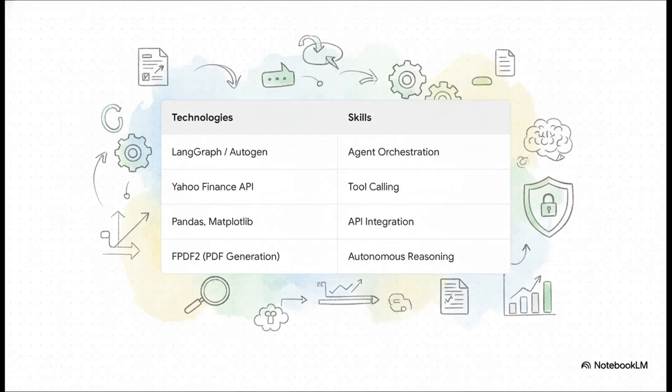So how do you manage this crew? You use an orchestration framework like LangGraph or AutoGen. Think of it as the project manager for your agents. The core skill you're learning here is tool calling, which is just a fancy way of saying you're teaching the AI to use other programs, like the Yahoo Finance API. This is a huge deal, and it shows you can build truly autonomous systems.